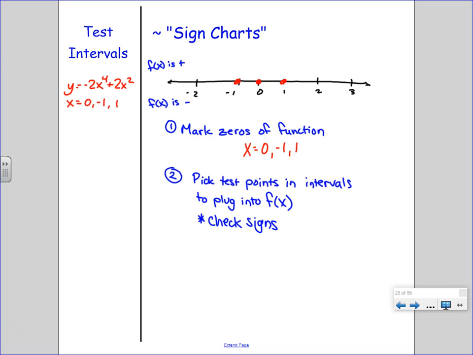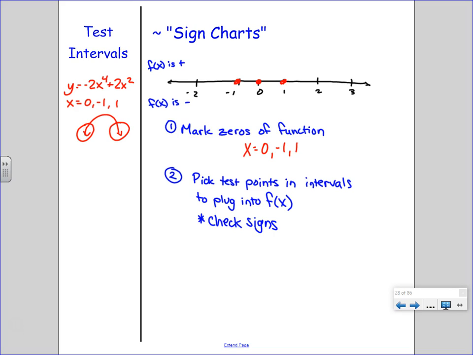Then we pick test points in the intervals to plug into f of x to check the signs. Now, the nice thing is, if we were to look at this function, we actually already knew a clue, the end behavior. Kiddos, what kind of function is this? What kind of power? What kind of degree? Quartic, which means even, which means what would the end behavior be? Negative. There's a negative in front, right? So it's going to be down. We don't know the in between, but we know the ends are going to go down like this, right?